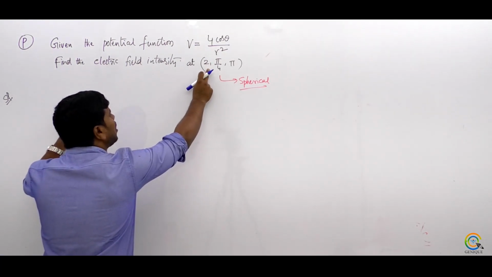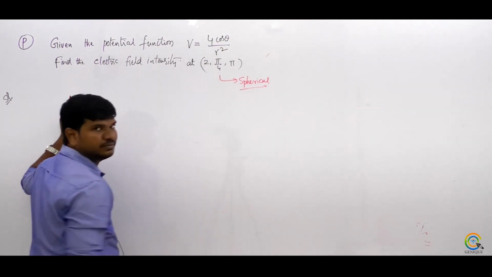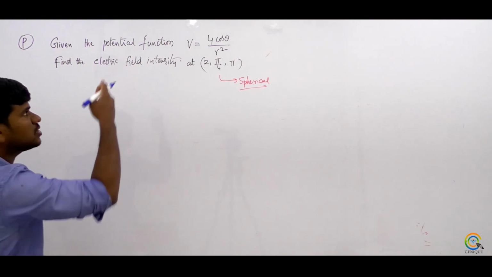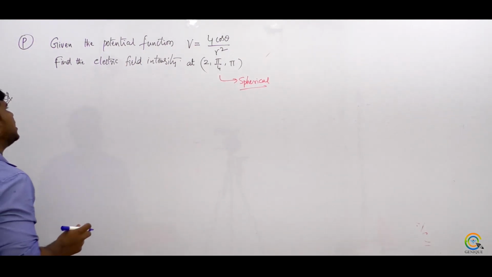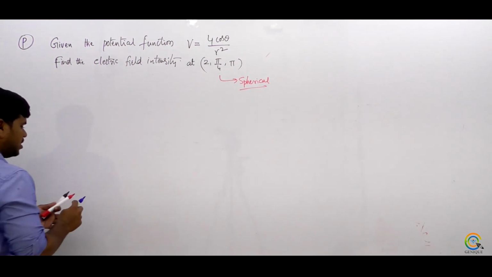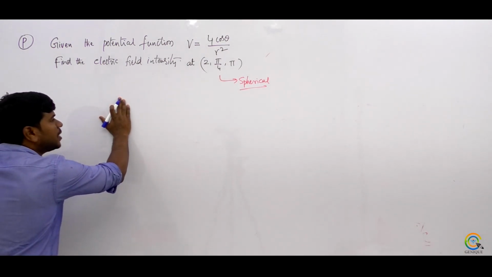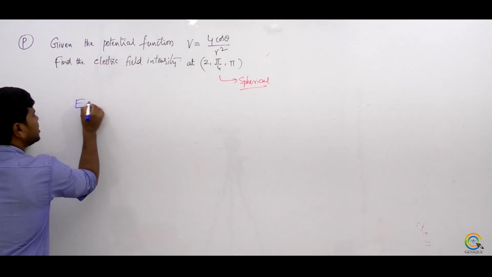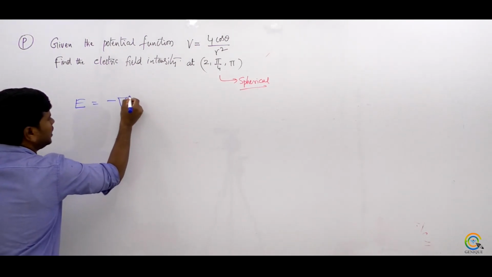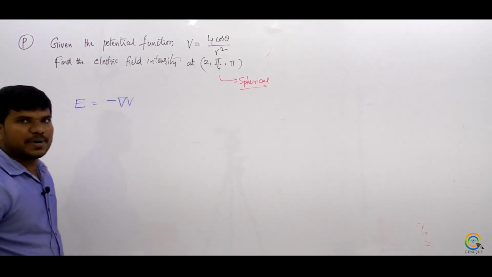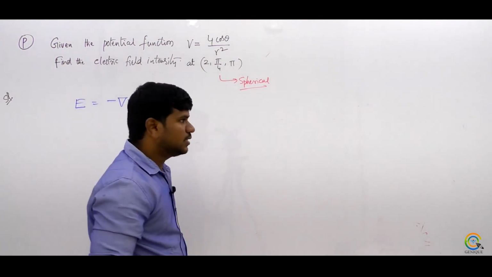Because r, theta, phi is given, it means spherical coordinates. That is also given in spherical coordinates. Understand? So how can we write E? E is equal to minus gradient of V. We don't know how to write the gradient operation in the spherical coordinates.